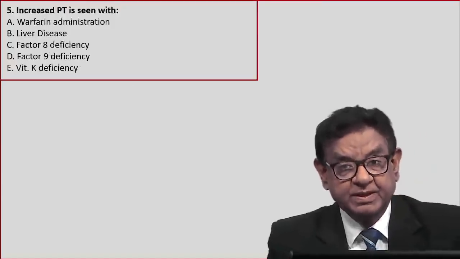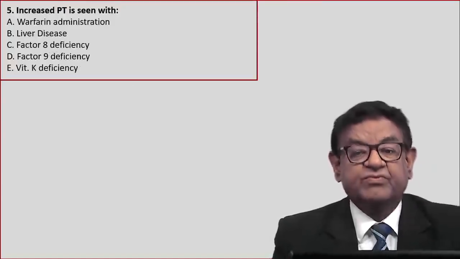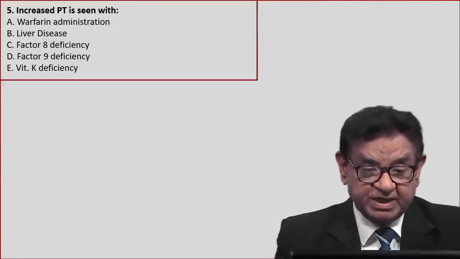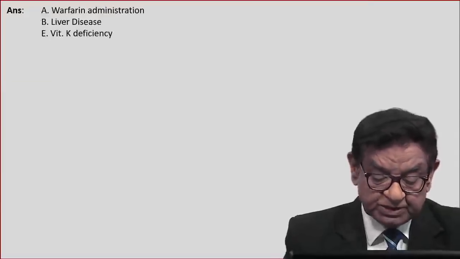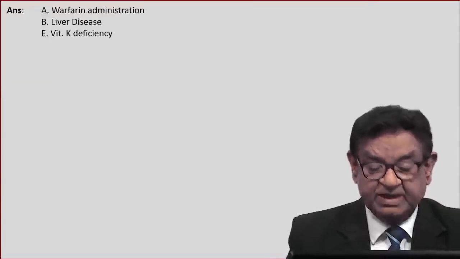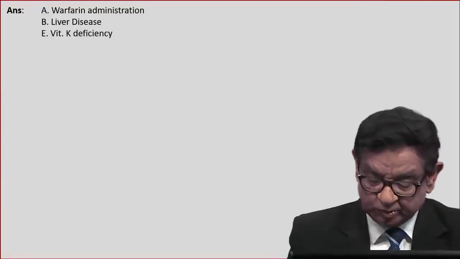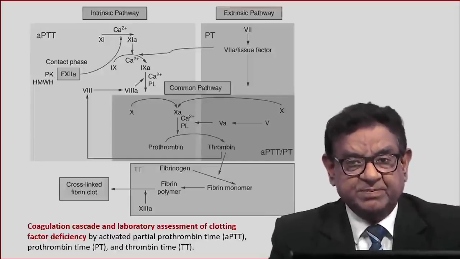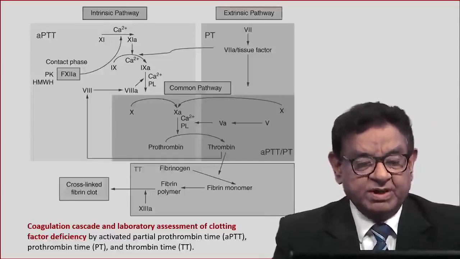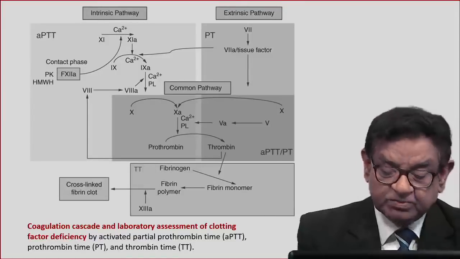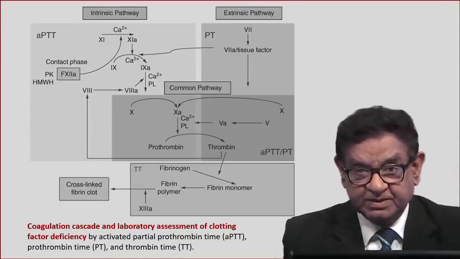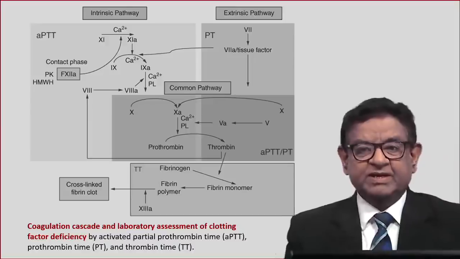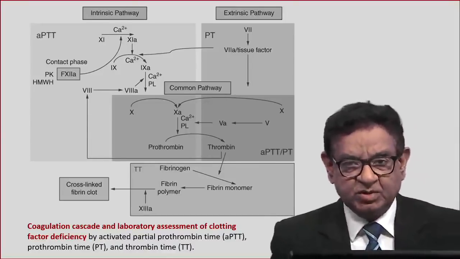Question number 5. Increased PT is seen with warfarin therapy, liver disease, factor 8 or factor 9 deficiency or vitamin K deficiency. So it is seen in warfarin therapy, liver disease and vitamin K deficiency. Before I discuss this question, let us learn the basic concept about the process of clotting. So we have an intrinsic pathway and we have an extrinsic pathway. This is one table which we read in our first professional, when we enter the medical college, within a few days this table is taught to us.